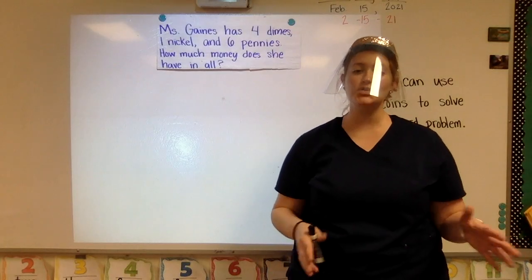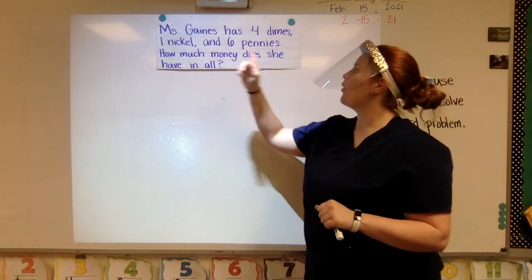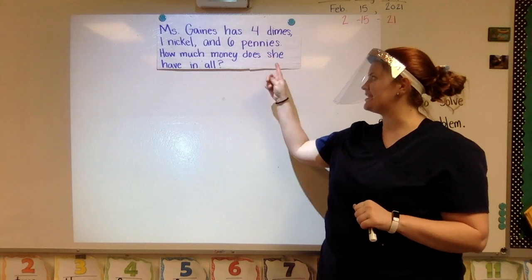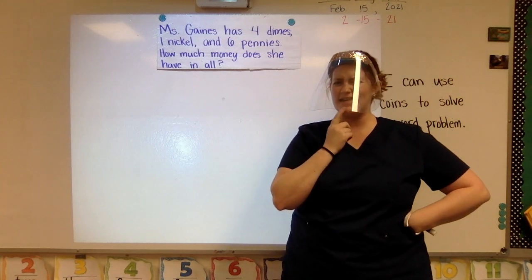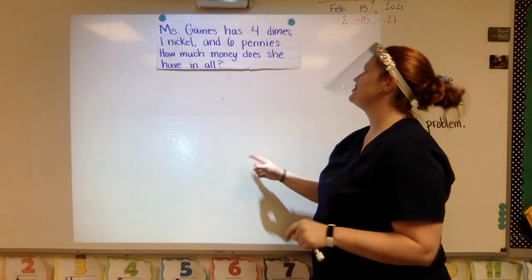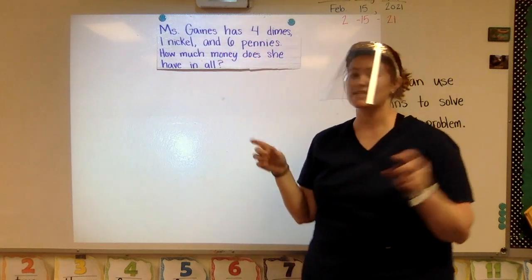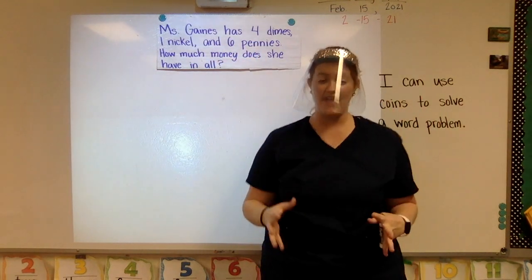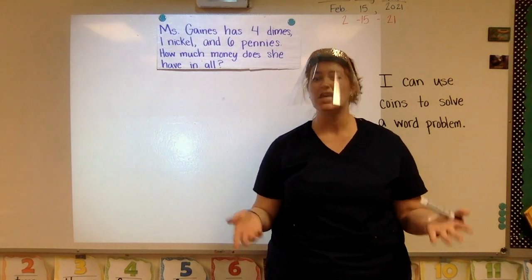Okay, our first word problem says, Miss Gaines has 4 dimes, 1 nickel, and 6 pennies. How much money does she have in all? Oh, that's really tough. You know what? It tells me she has 4 dimes, 1 nickel, and 6 pennies. I'm going to build that amount of money. You can draw it if you want, but I have real coins, so I'm going to build it.